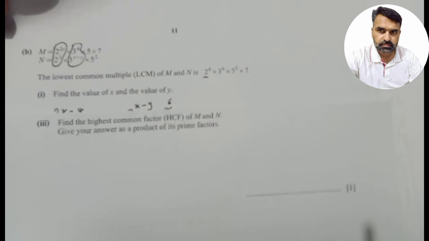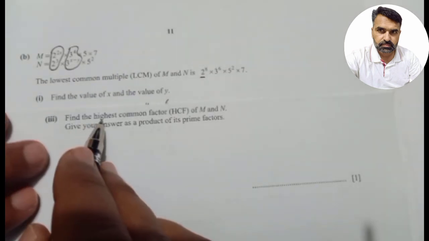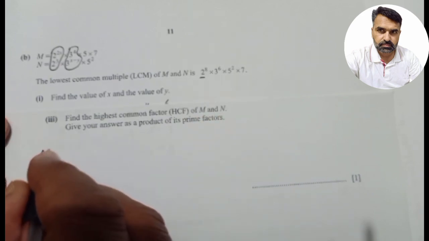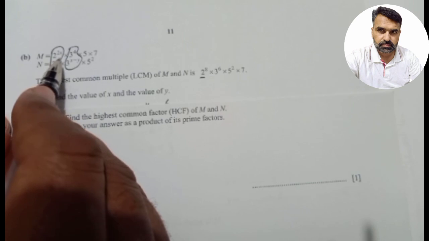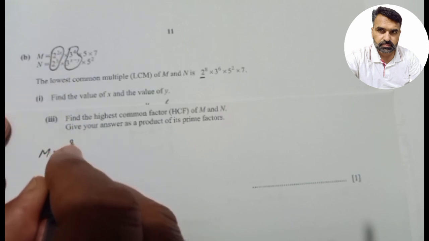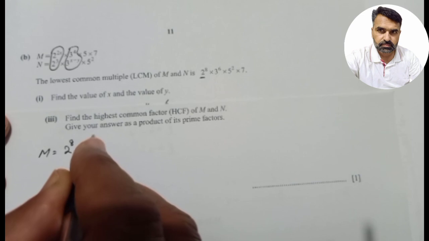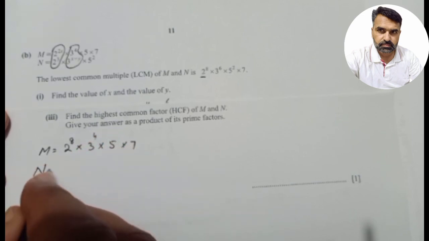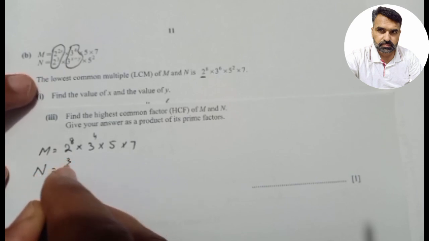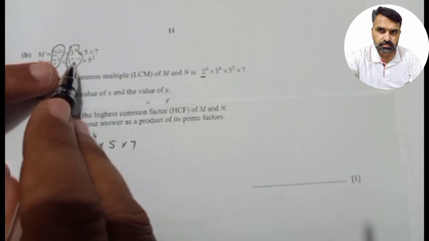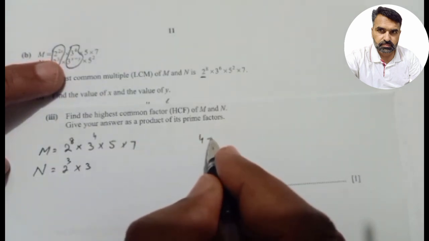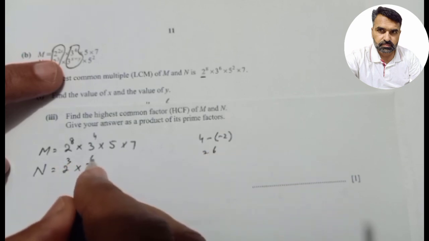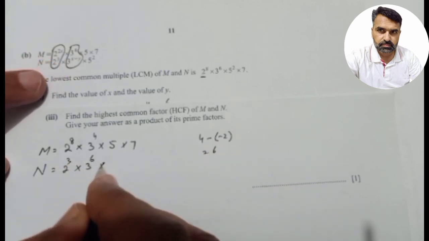Now students, look at the third part of part B: find the highest common factor, HCF, of m and n. So students, m will be 2 to the power of 2x and the value of x is 4, so it will be 2 to the power of 8 multiplied by 3 to the power of 4 multiplied by 5 multiplied by 7. And number n is 2 to the power of 3 multiplied by 3 to the power of, in place of x we will write 4, minus in place of y we will write minus 2, so it will be 6, then multiplied by 5 square.